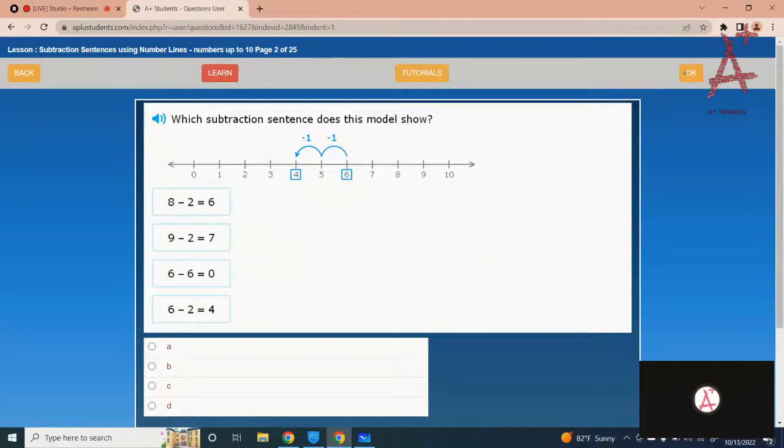6 take away 2 equals 4. That would be the last option. See, here you have the numbers involved. 6, 2 and 4. 6 subtract 2 is 4. Got it? So the correct option is option number D. Got it? Click on the OK button.